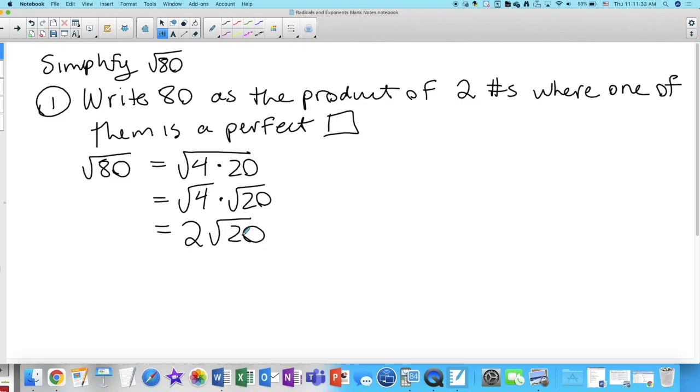Am I done? Do you think I'm done? That's a loaded question. If I ask it like that, I'm probably not done. Yes? You have to square the 20. If I squared the 20, though, then I'd be changing the value of this number. I'll give you a hint. You have to ask the same question. Can you write 20 as the product of two numbers where one of them is a perfect square?